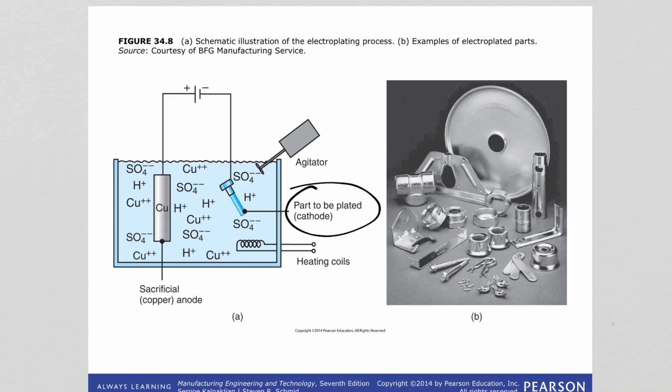Metal ions from the anode are discharged by means of electric potential energy from an external source of electricity, or are delivered in the form of metal salts. That is also possible. Metal ions are dissolved into the solution and are deposited over the cathode, as I explained. We are also seeing some examples of electroplated parts right there.